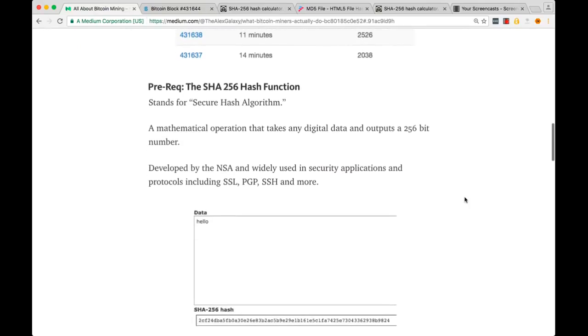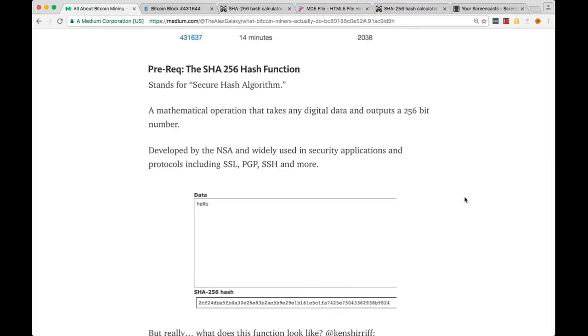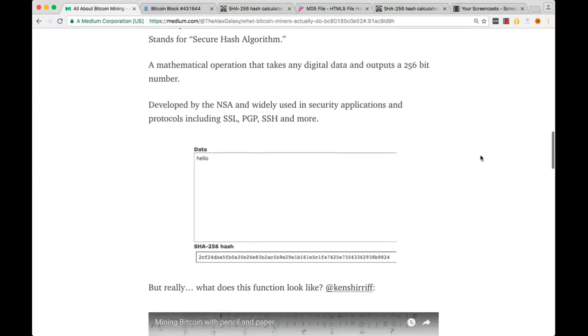So the SHA-256 hash function was developed by the NSA, and it's widely used all over the internet in security applications and protocols. You may have heard of SSL, PGP, which is Pretty Good Privacy, SSH, and more. So basically, we can hash the text string hello and get this. And anyone who hashes hello will always get this output, 2CF2, blah, blah, blah. And I'll show you how this works.